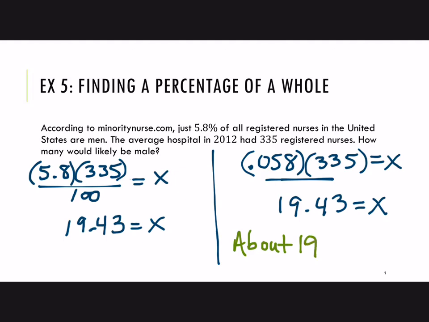So if you're rounding to the nearest whole number, then you look at the place to the right. If it's 5 or more, round up. If that had been a 5, I would have made this about 20. And if it's 4 or smaller, then round down. So we rounded down to 19.